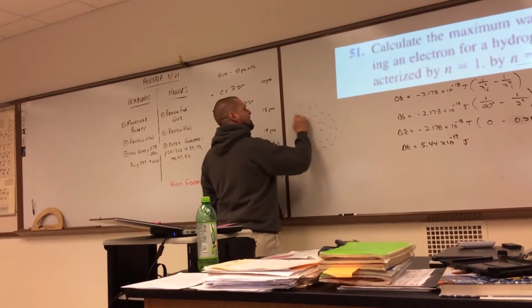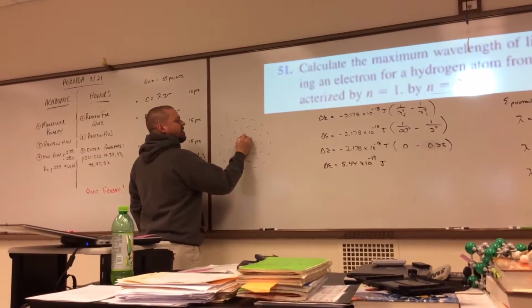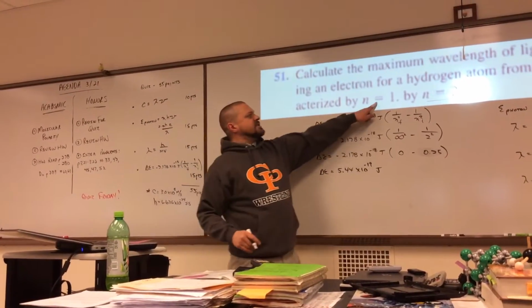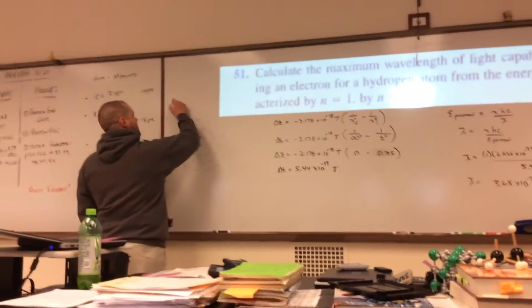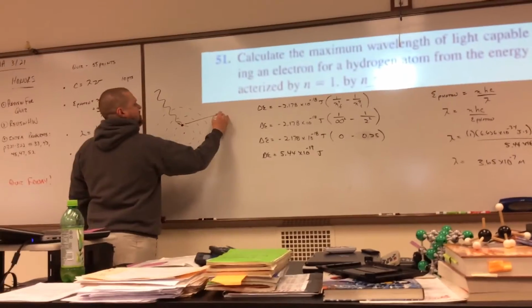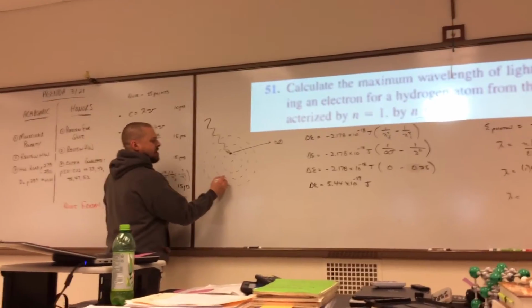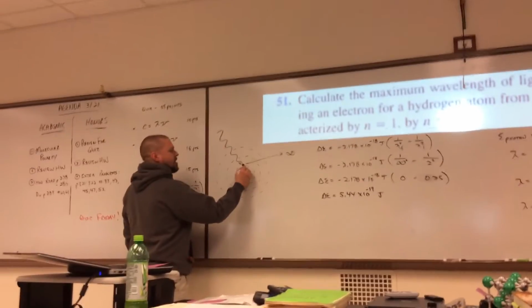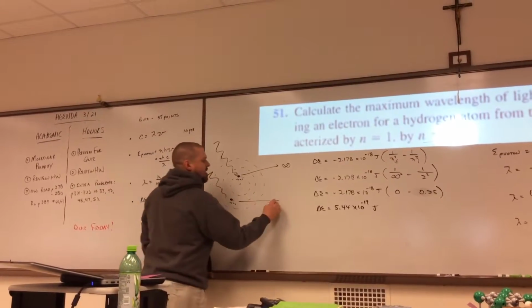Hey guys, can we settle down? I mean, if I can answer a question, I gotta be able to hear. Originally, it wants to know how much energy you have to remove if it's at 1. So how much energy do I have to put in to shoot that thing off to infinity? In the second case, we're now at n equals 2. So this is n equals 1, now we're at n equals 2. What wavelength would it take to boost that off to infinity?